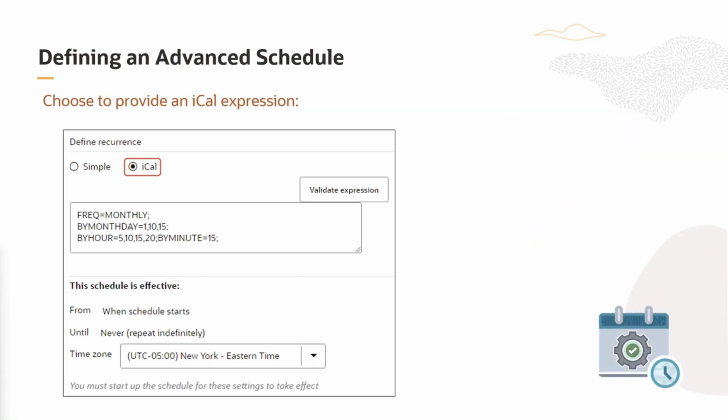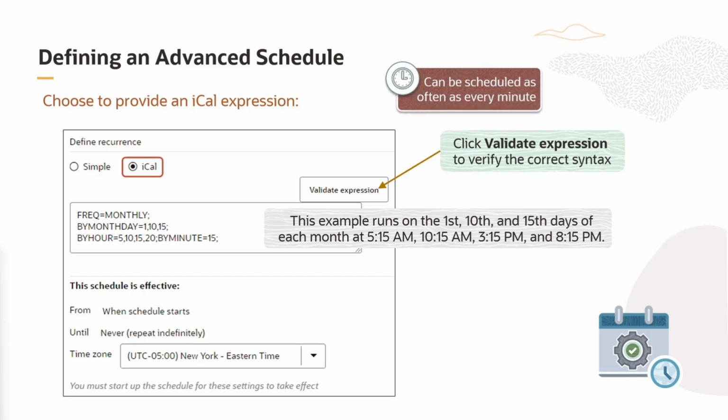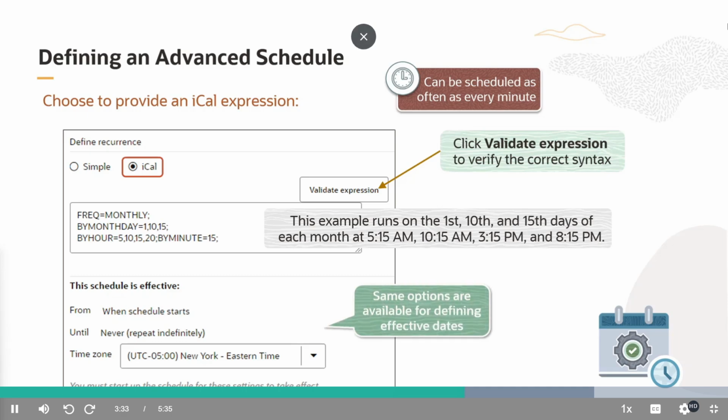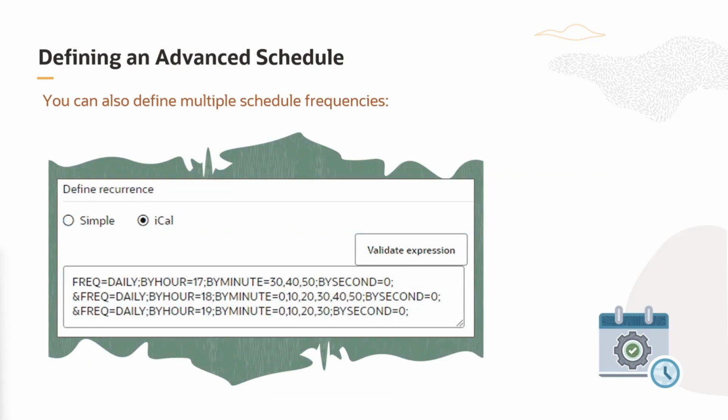To configure a more advanced schedule, choose instead to provide an iCal expression. This syntax allows you to create a more specific schedule, such as with this example, which runs only on these specific days and at these specific times. Also, unlike the simple schedule, which cannot be less than every 10 minutes, these can be as frequent as every 1 minute if required for your use case. And just as with simple schedules, you can also define a specific start time as well as an expiration for the schedule.